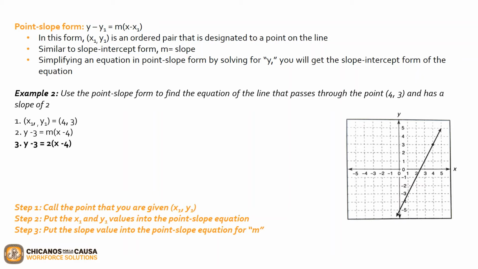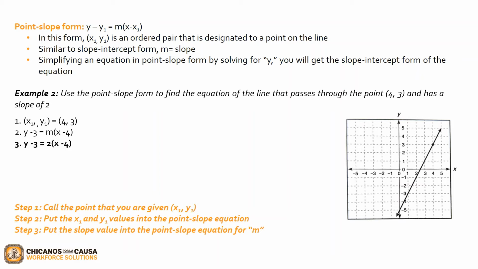So in these 3 steps, we're going to do that. So again, x1, y1 equals 4, 3. Using those values and the point-slope form, we have y minus 3 equals m times x minus 4. To plug in an additional number, we have y minus 3 equals 2, which is our slope, times x minus 4.